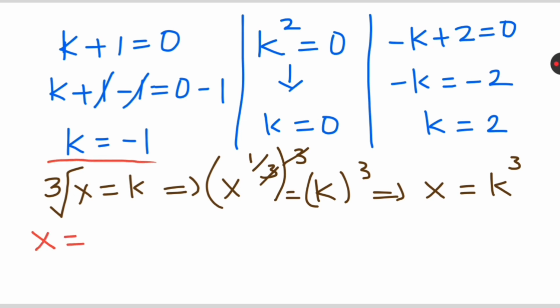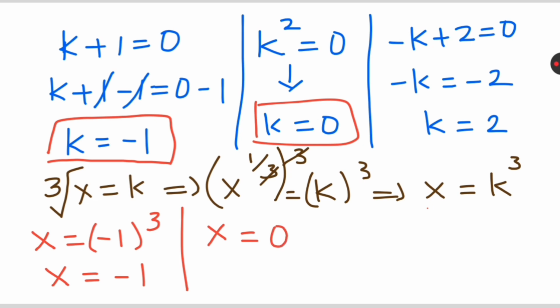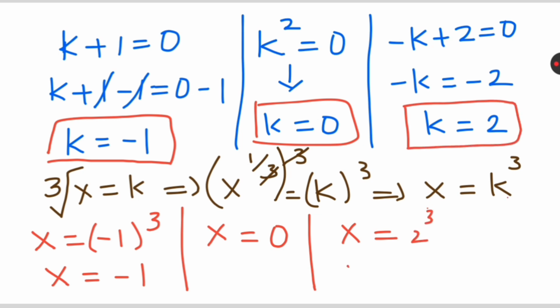First we take k as minus 1. So k power 3 is minus 1 whole power 3, which is nothing but minus 1. This is one x value. And now we consider k as 0. So k power 3 is 0 power 3, which is 0 only. And then x equals, now we have to consider k as 2. So that is k power 3, that is 2 power 3, which is nothing but 8.